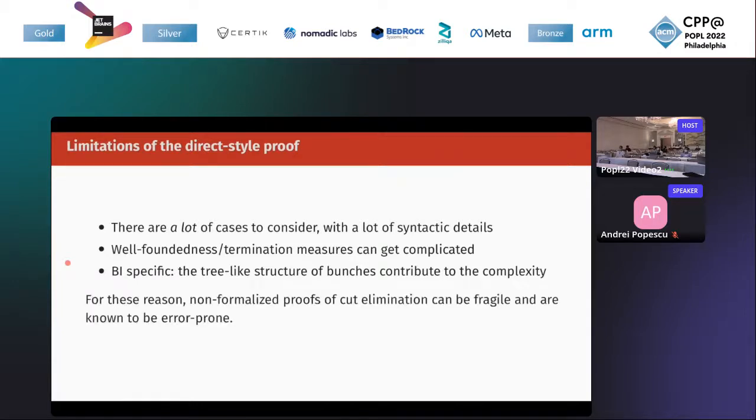All of this significantly contributes to the complexity. Because of these factors, non-formalized proofs of cut elimination found in the literature can be quite fragile and error-prone. In fact, for some logics, formalized proofs of cut elimination uncovered a number of errors or mistakes in the original pen and paper proofs. Nonetheless, formalizing this kind of proof directly can be quite tough. The sheer number of cases and syntactic complexities makes it tedious and laborious. Complicated termination measures add additional friction, at least in proof assistants like Coq, which are more geared towards structural induction and structural recursion.